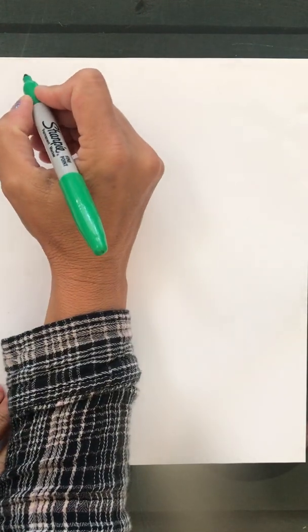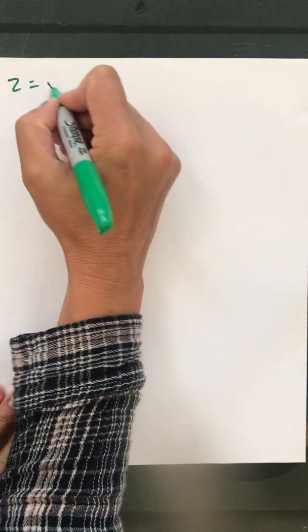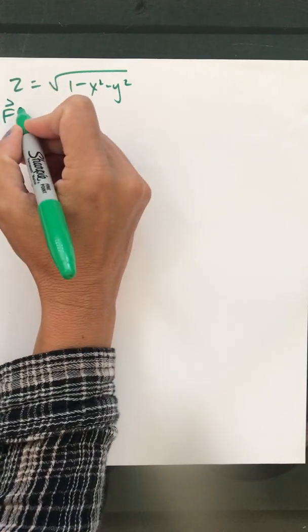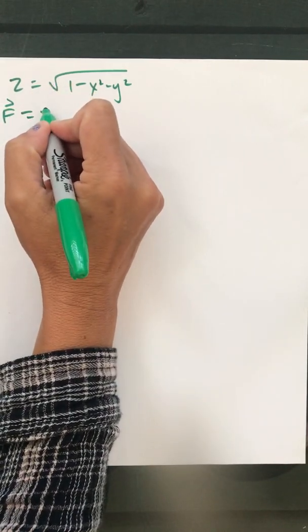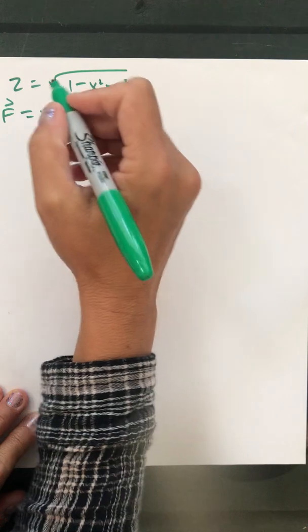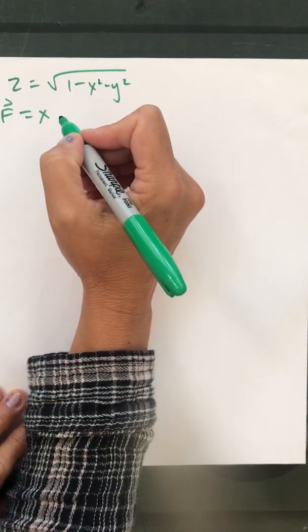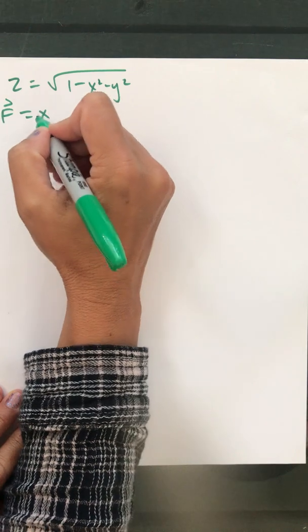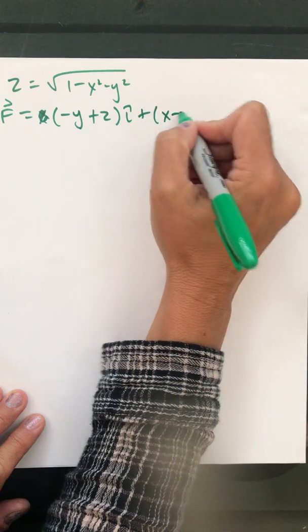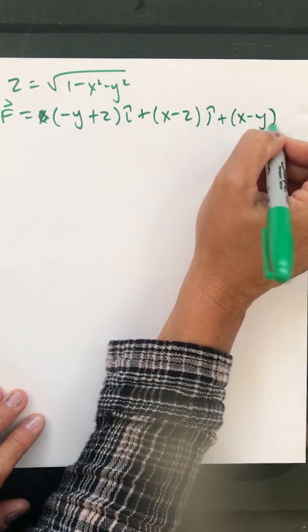So let's do this problem again, but let's do it with Stokes' theorem. I believe that my surface was a sphere, so z is rad 1 minus x squared minus y squared. Where's my field? Oh, here we go. Negative y plus z i hat, plus x minus z j hat, plus x minus y k hat.